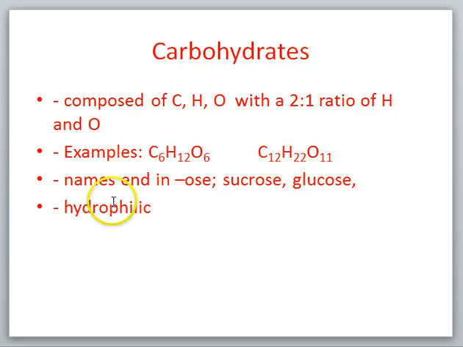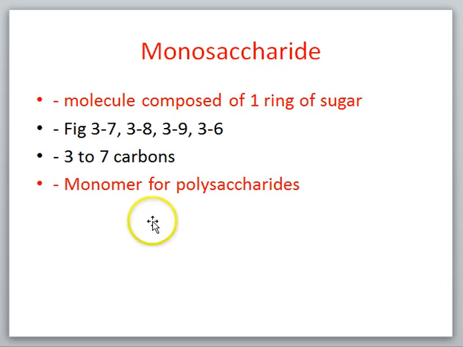The other thing with carbohydrates, if you have a word that ends in ose, sucrose, glucose, maltose, anything ose, that's going to be a carbohydrate. One more characteristic is that carbohydrates are hydrophilic, meaning that they are attracted to water. Hydro, water, philic, loving. Okay, now we can subdivide these carbohydrates into 3 categories based on the size of the molecule.